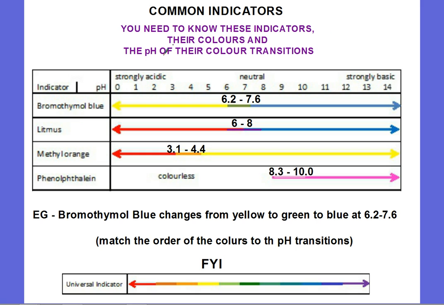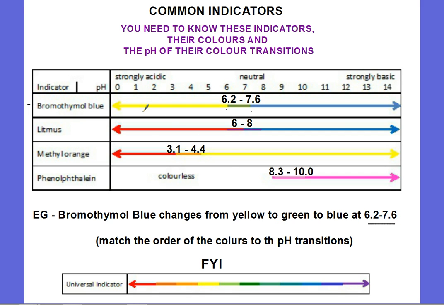Common indicators. You need to know these four common indicators. You need to know their names, you need to know their colours, and the pHs at which they transition from colour to colour to colour. And it's important to, when you're describing this, get the order right. So for example, bromothymol blue changes from yellow to green to blue at 6.2 to 7.6.